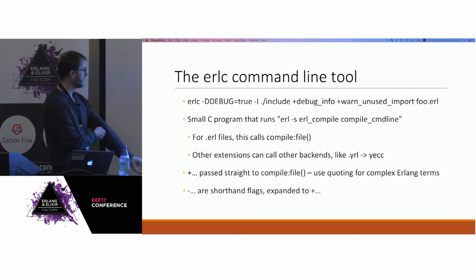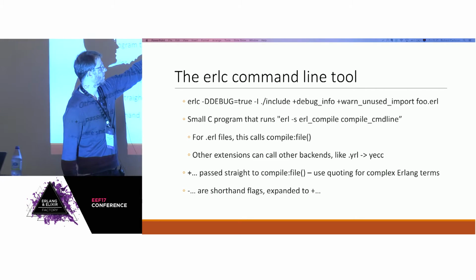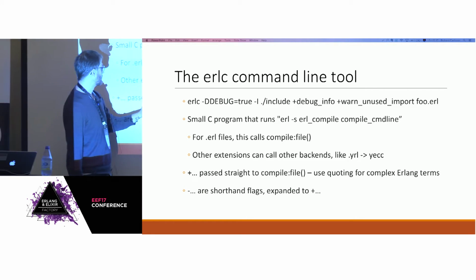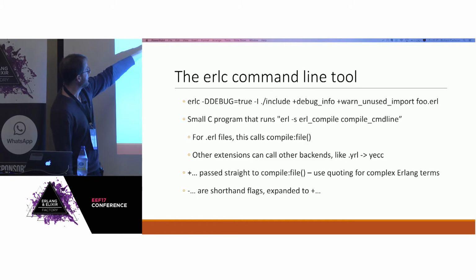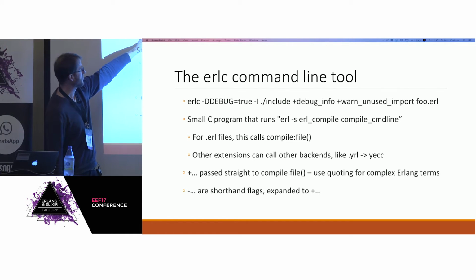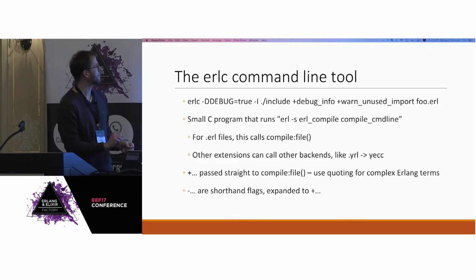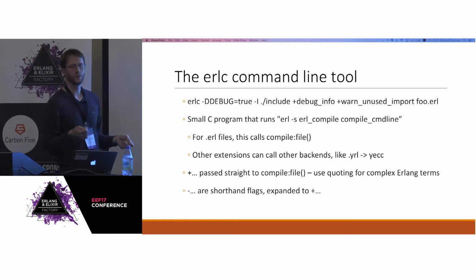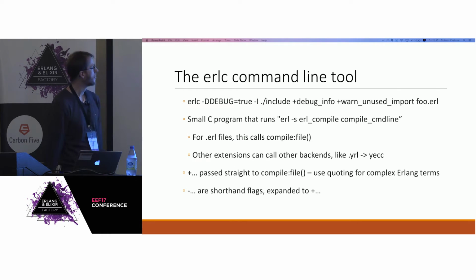So if you have a plus option, that's passed verbatim as an option into the compile:file call. But these shortcut options like -d and -i are massaged into a different plus option, because they're slightly hard to write if you write them as plus options with a bunch of quotes, etc., because they have to be complex Erlang terms.